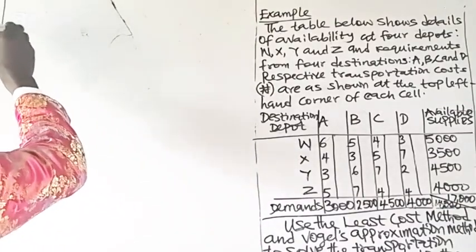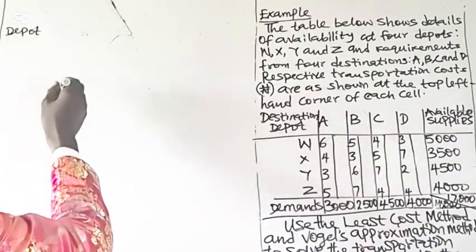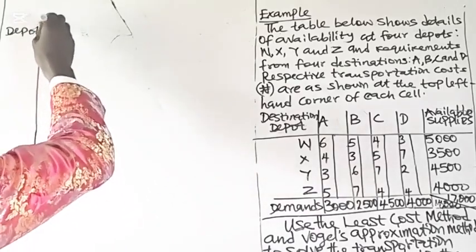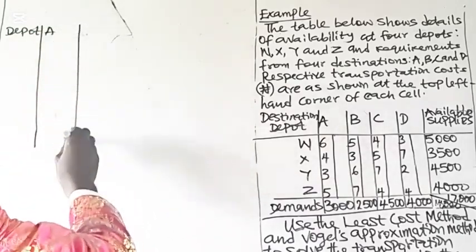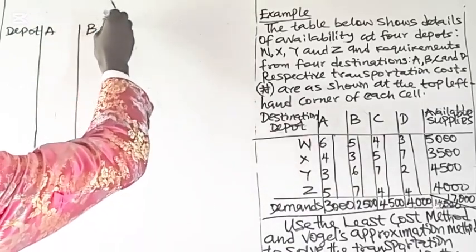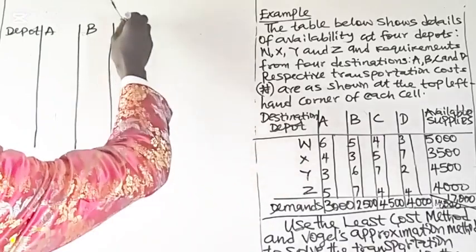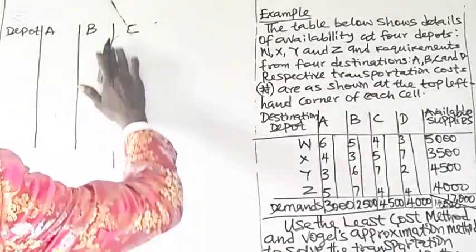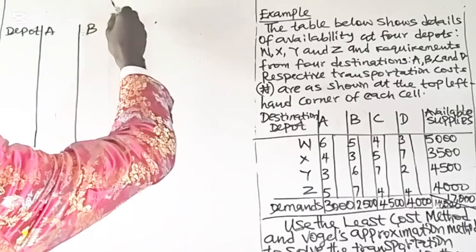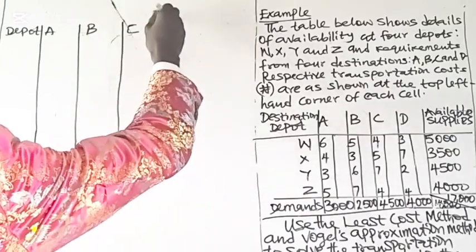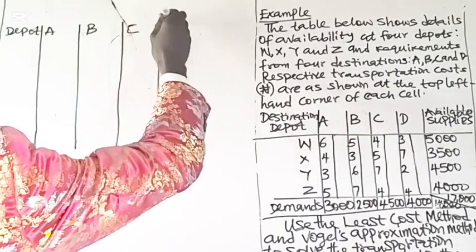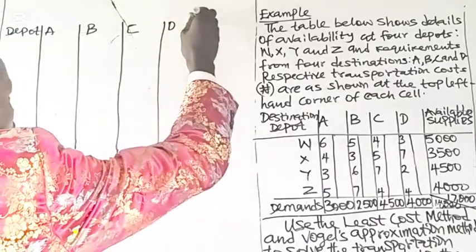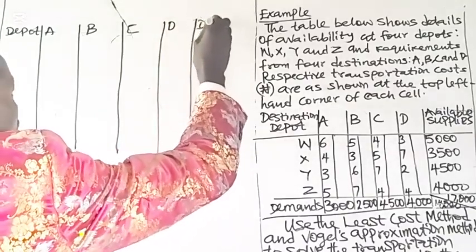We have the depot or destination. We have A, B, C, D, then we have dummy. Our dummy.